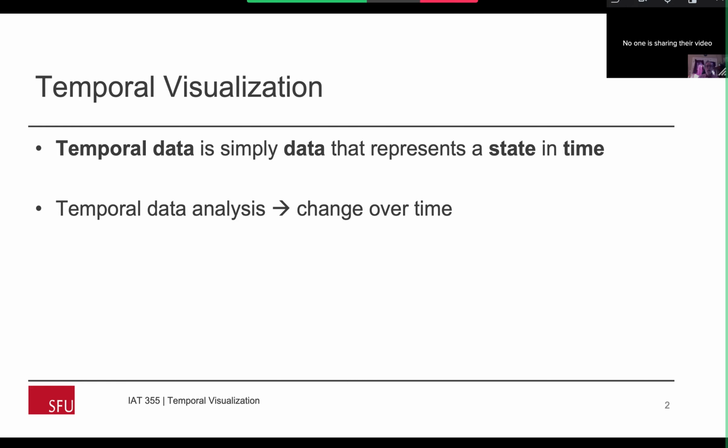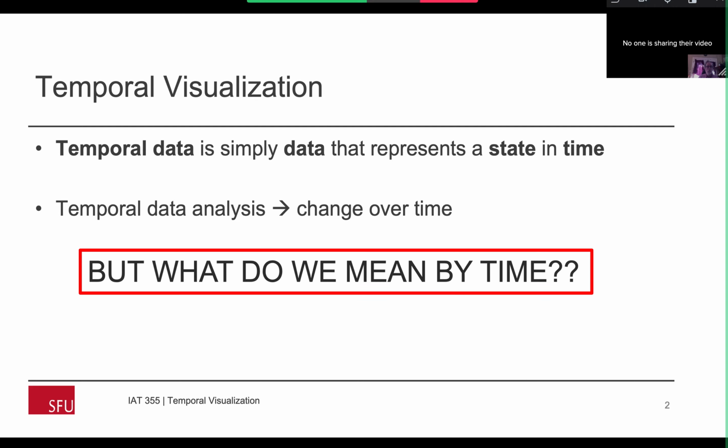Temporal data is simply data that represents a state in time. That's the most stripped down idea of what temporal data is about. And temporal data analysis commonly is about change over time. Sometimes you just want to see what has happened over the course of time for some phenomena of interest. And sometimes you want to see cause and effect or some other kinds of relationships in which one thing causes another or flows to another. We're going to talk about those topics.